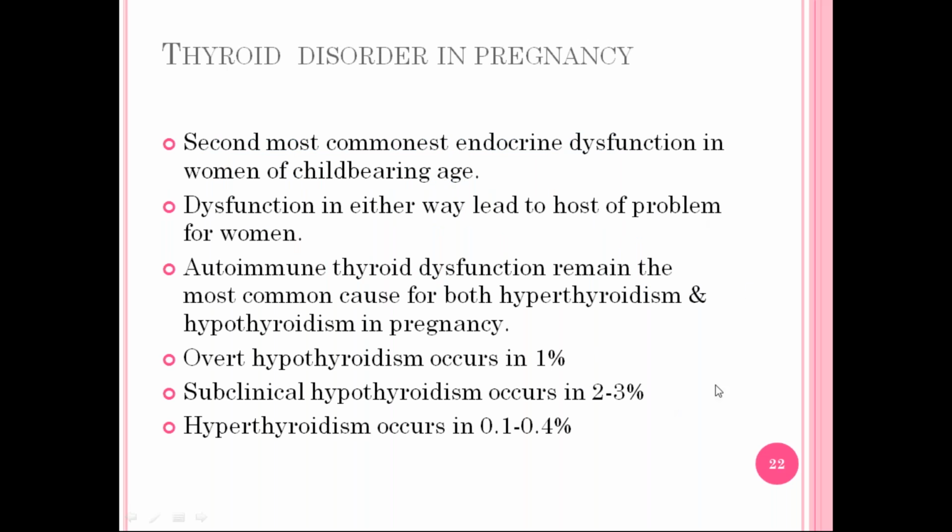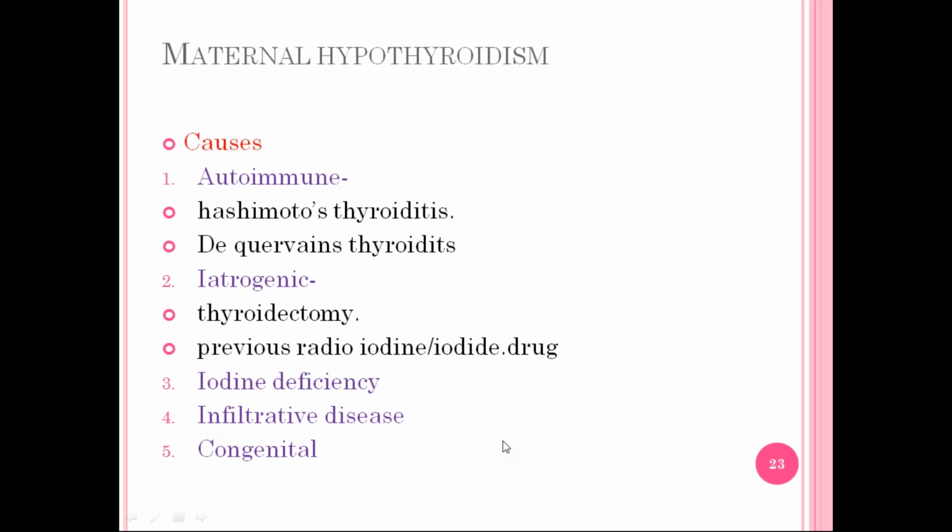Next, coming to thyroid disorders in pregnancy. It is the second most common endocrine dysfunction, and a problem for women. Hyper and hypo are both common, but most often we see hypothyroidism in pregnancy. Overt hypothyroidism occurs in 1%, subclinical in 2 to 3% of cases. Hyperthyroidism occurs in 0.1 to 0.4%.